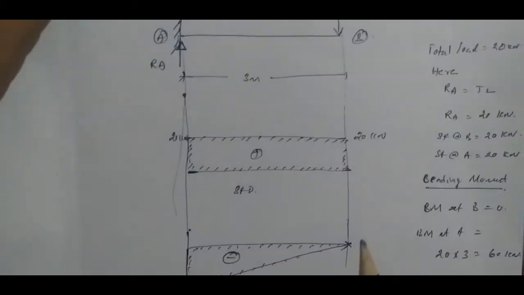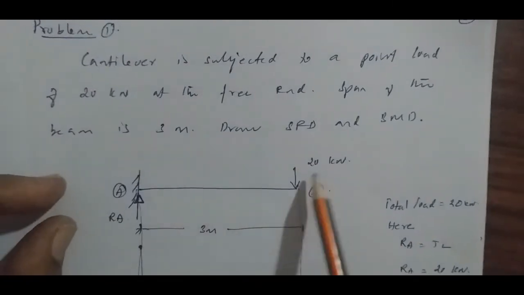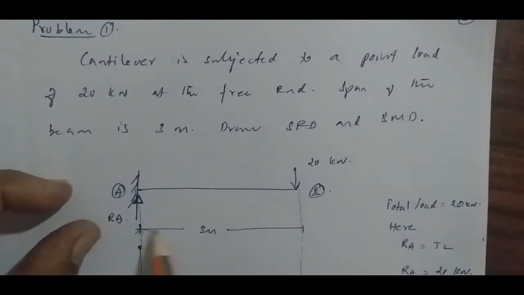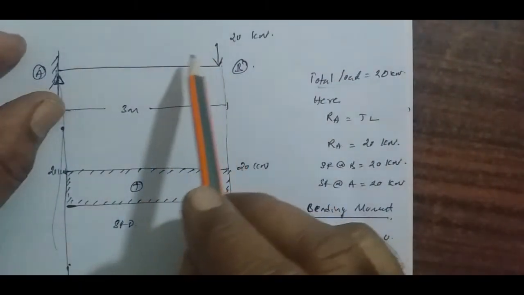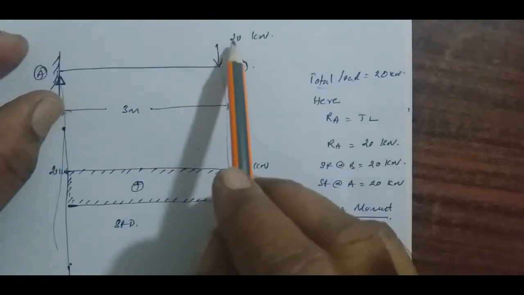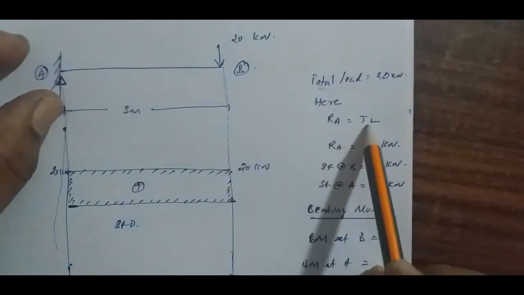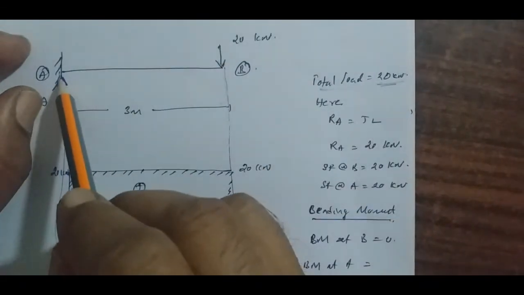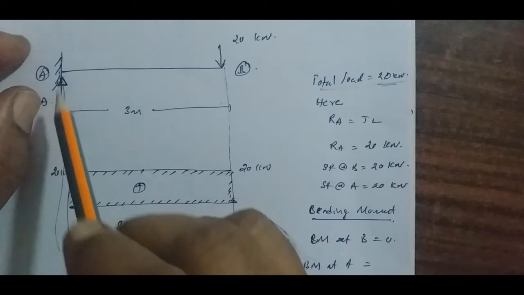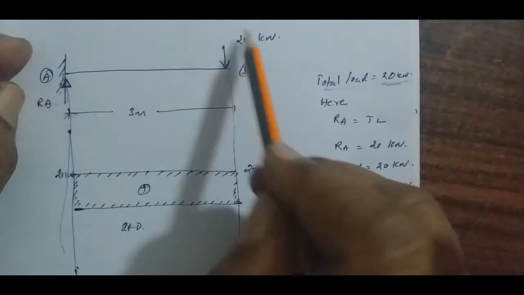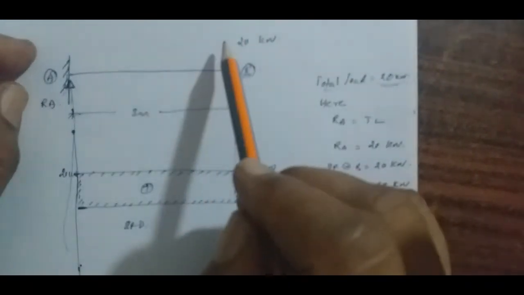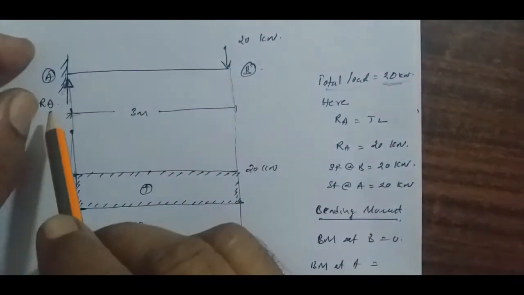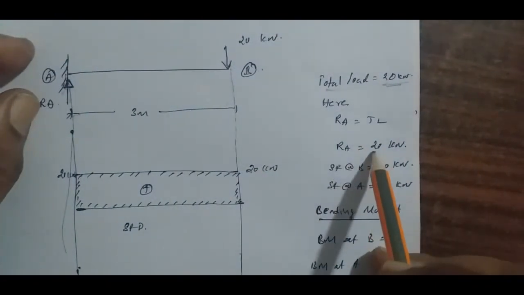Now let us see a simple problem. A cantilever beam is subjected to 20 kilonewton at the free end, and the length of the beam is 3 meter. So what is the total load on the beam? The total load is the number of loads. It is only one load here, so the total load is 20 kilonewton. Whatever load is coming here should be taken by the support, so the reaction will be equal to the total load, which is 20 kilonewton.